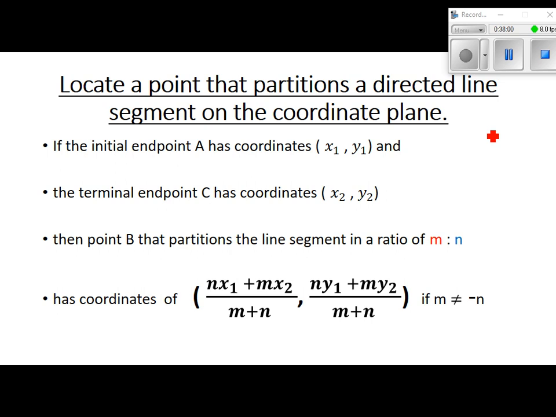Alright, the second part. Instead of a fraction, what was the other way? What did we do last time? A ratio. If you're given a ratio, this is going to be the formula. So fill it in. Fill in what you need to fill in.